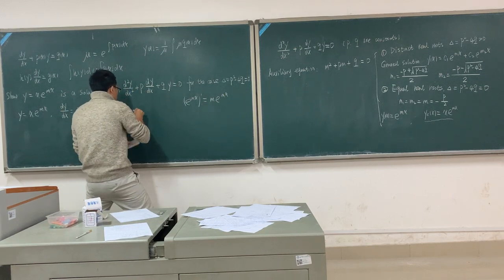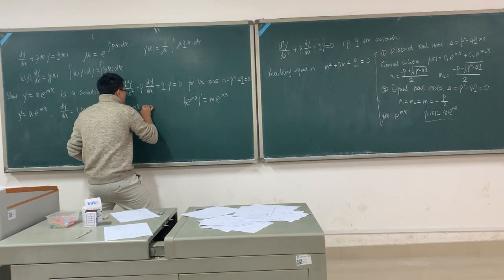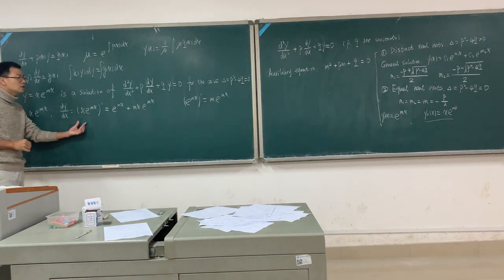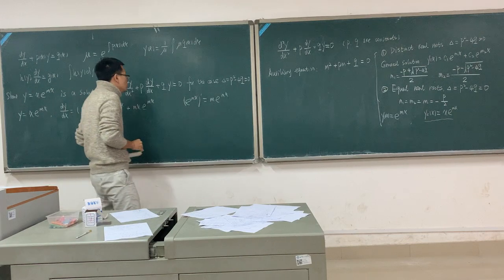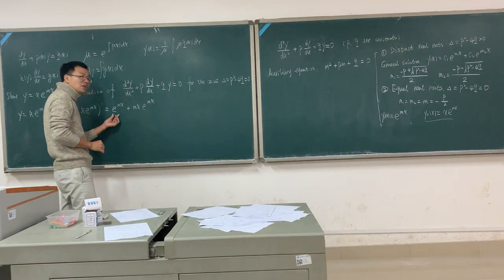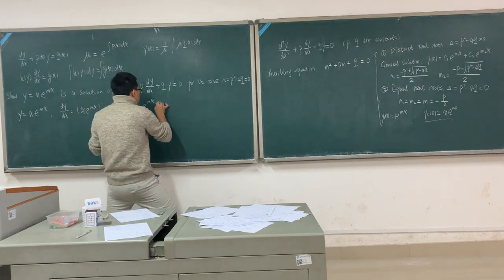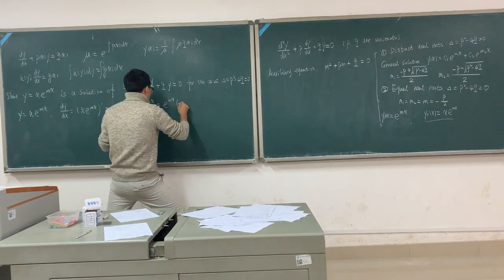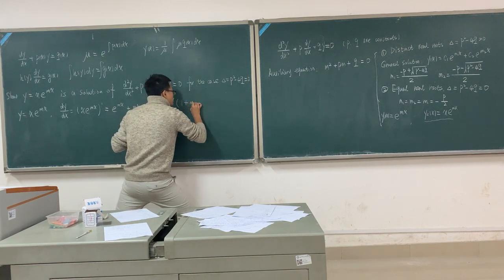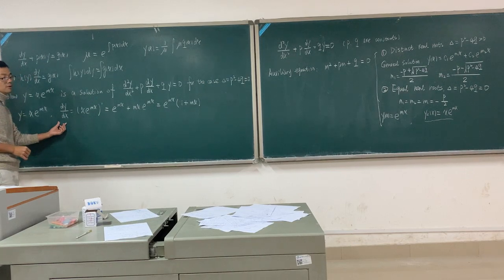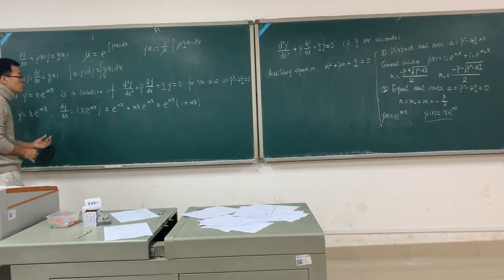So here should be mx times e^(mx). This is the first order derivative. Here we can take out the e^(mx), so it equals e^(mx) times (1 plus mx). So this is the first order derivative. Now we need to find the second order derivative.